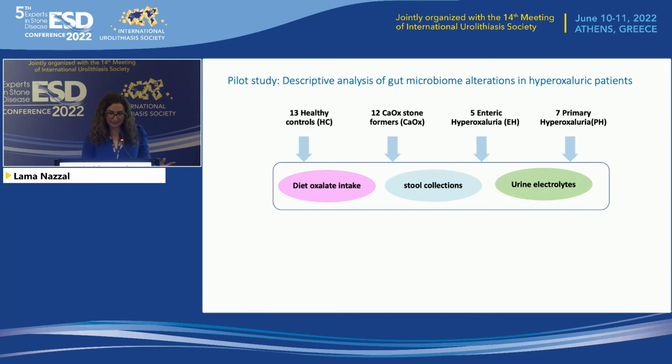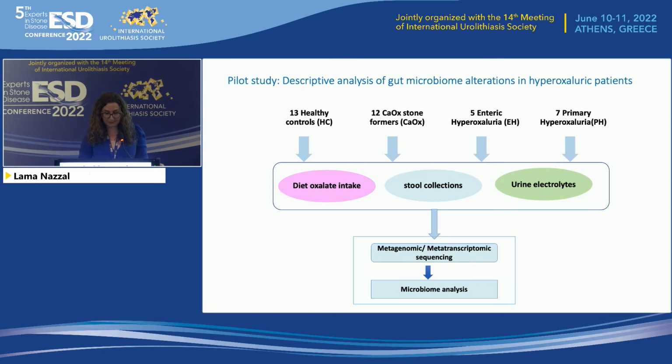We looked at 13 healthy controls, 12 calcium oxalate stone formers, 5 enteric hyperoxaluria from Roux-en-Y gastric bypass, and 7 primary hyperoxaluria patients. And we got their stool and we did analysis of their microbiome.